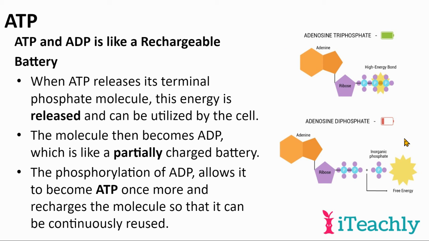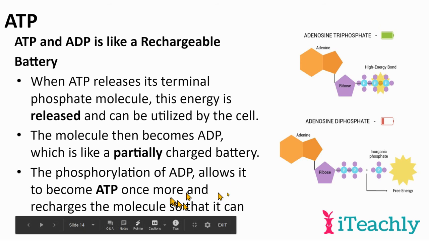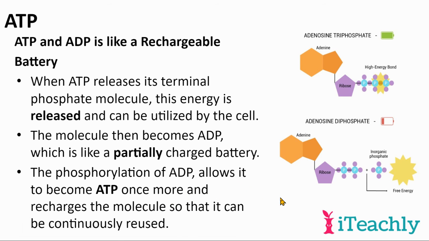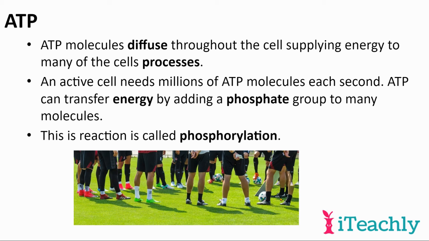So I think that's what I'm going to say about that. When this comes off, it's going to have to be transformed back into ATP in the mitochondria. So the mitochondria takes ADP plus an inorganic phosphate and makes ATP. That's what the mitochondria does, but it does it in several steps. ATP molecules diffuse throughout the cell, supplying energy to many of the cell's processes. An active cell needs millions of ATP molecules a second. So right now you are burning ATP.